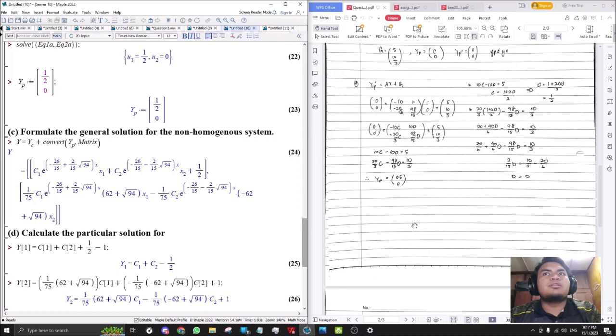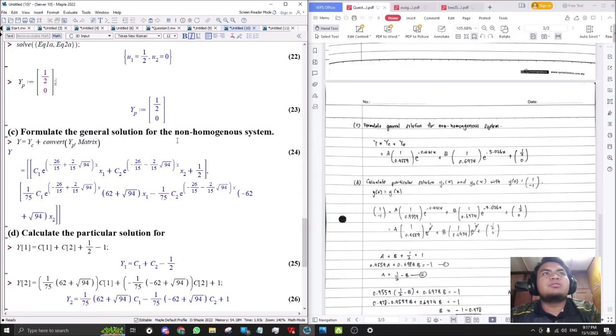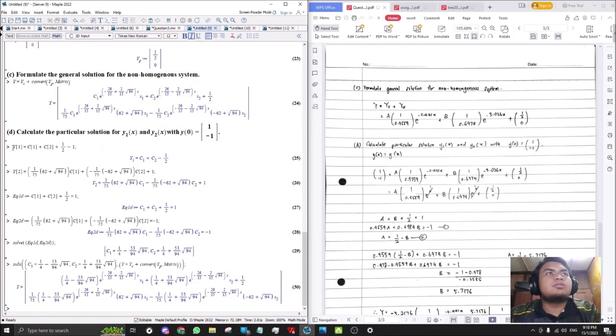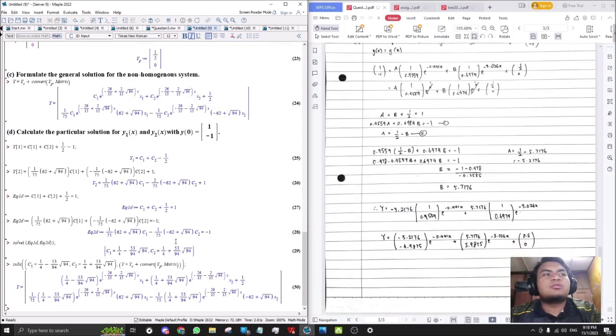Okay, after that we go to C. Formulate the general solution for the non-homogeneous system. Okay, y equal to yc plus yp, converting the yp matrix. Just the same with this, y equal yc plus yp. Calculate the position for y1x and y2x with y0 equal to 1 over negative 1. This is the equation that we have to use to find y.